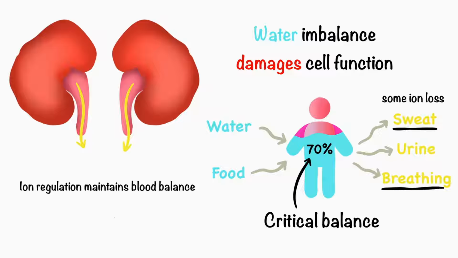The body has to constantly balance the water coming in against the water going out. We lose water from the skin through sweat and from the lungs when breathing out. We can't control how much water we lose in these ways, so the amount of water is balanced by the amount we consume and the amount removed by the kidneys in urine.